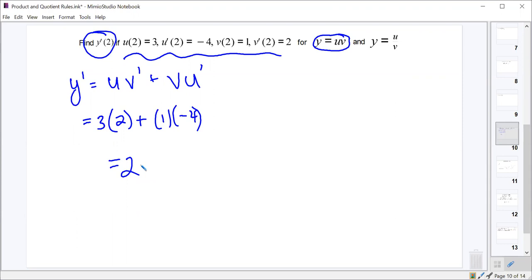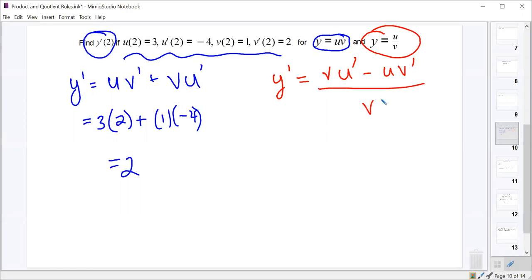All right. What if our function was u divided by v? What rule would we use? Quotient rule. We'd use the quotient rule. So that would be v times the derivative of u minus u times the derivative of v, all over v squared. And we'll just plug in the values.